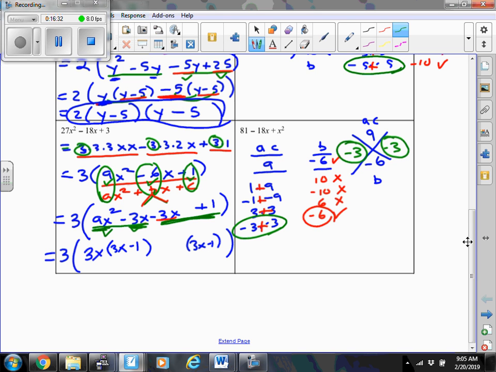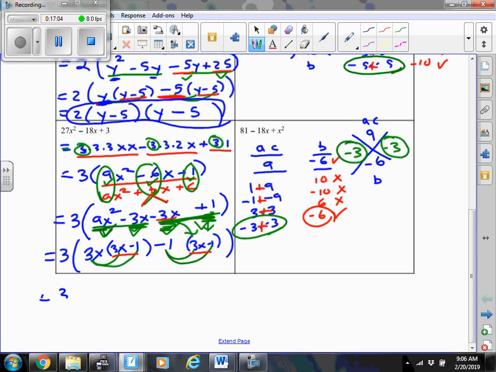So let's see. Negative 3 and 1. Well, all that did was change the signs. So I think I'm just going to pull out negative 1. Let's double check it. 3x times 3x is 9x squared. 3x times 1, negative 3x. Negative 1 times negative 3x is positive 3x. Negative 3 times negative 1 is 1. So everything lines up. And that's great because this is common.